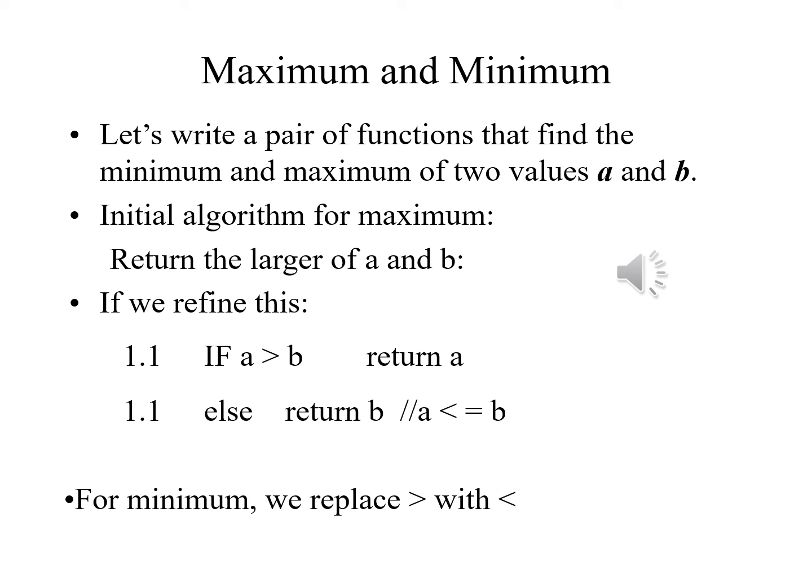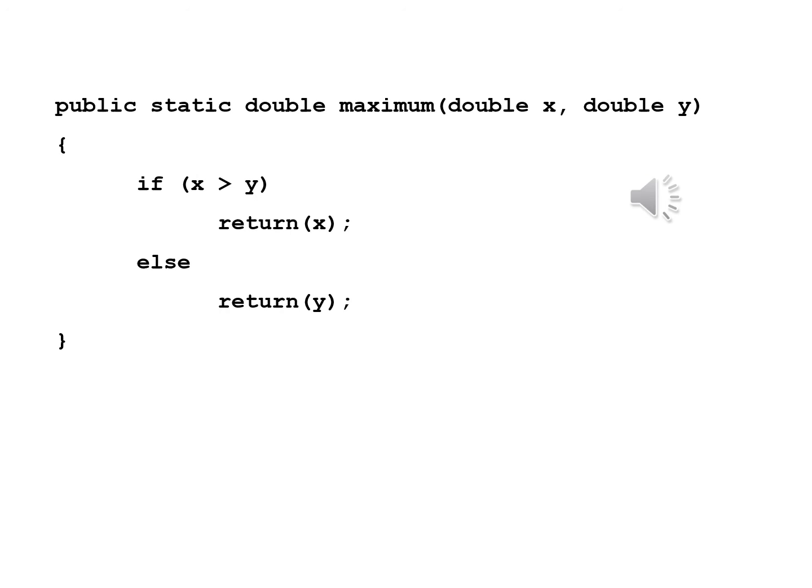For a minimum, we'll simply replace the greater than sign with the less than sign. The function maximum now becomes public static double maximum, double x, double y. If x is greater than y, return x, else return y.